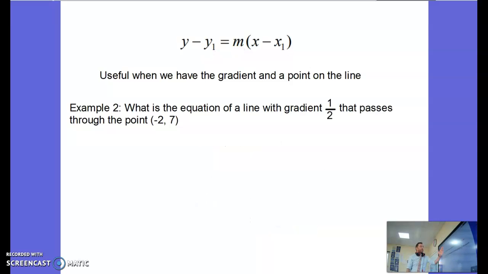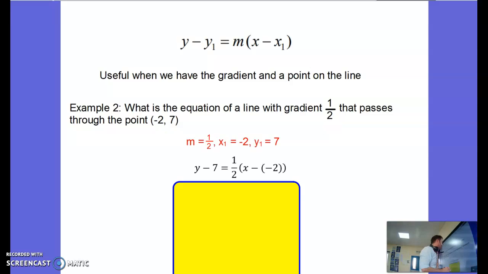Let's have a look at another example. Now we're going to bring in a fractional gradient, and we're going to bring in another negative and see how we go. The principle's the same though. We work out m is going to be the half. There's my x, there's my y. Don't mix them up. X comes before y. So there's my values. Let's substitute them in.